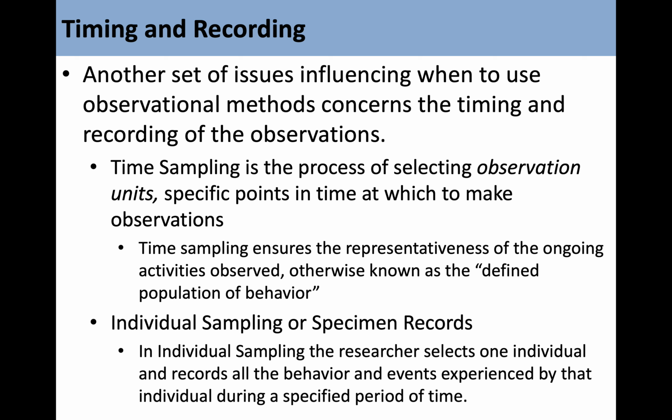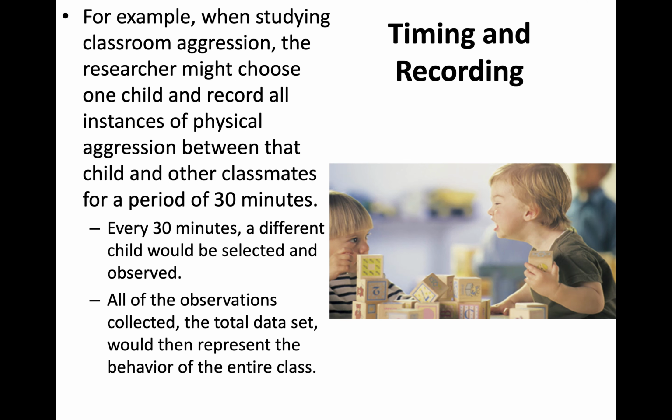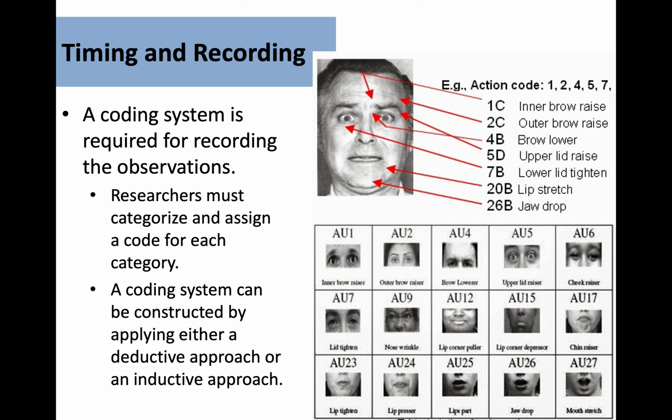Individual sampling, or specimen records. In individual sampling, the researcher selects one individual and records all the behavior and events experienced by that individual during a specified period of time. That's individual sampling. For example, when studying classroom aggression, the researcher might choose one child and record all instances of physical aggression between that child and other classmates for a period of 30 minutes. Every 30 minutes, a different child would be selected and observed. All the observations collected, the total data set, would then represent the behavior of the entire class.